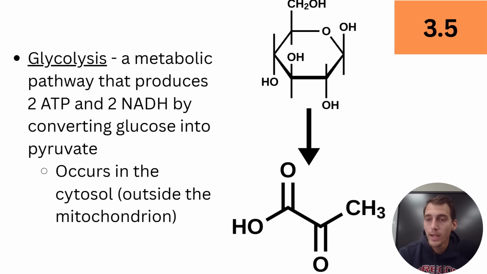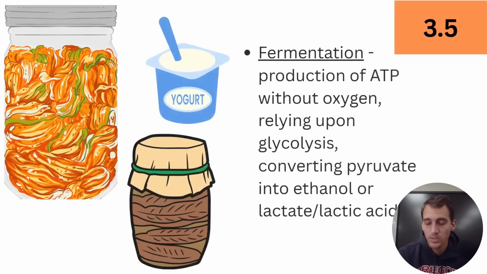So in prokaryotes, or anaerobic prokaryotes, I should say, prokaryotes that don't use the Krebs cycle and the electron transport chain, they're going to be basically relying solely on this for ATP, just turning glucose into pyruvate and getting those 2 ATPs out of it.